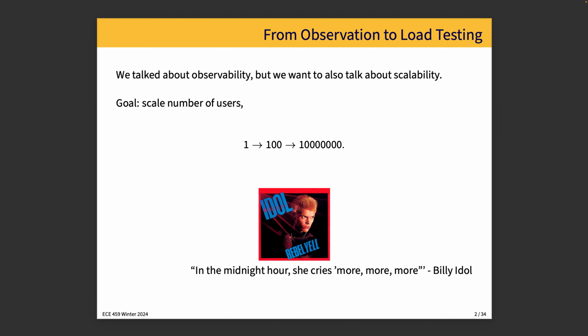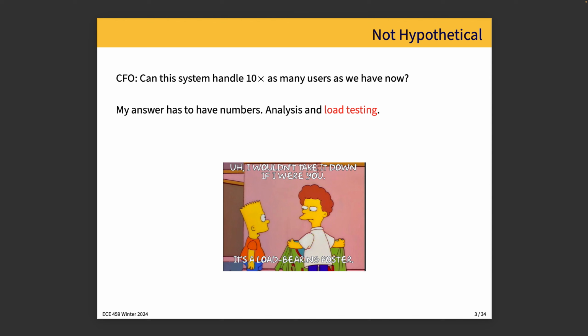Okay, but this is not a hypothetical situation, right? A few years ago, I was asked a question by a chief financial officer as to whether the particular system under discussion could handle 10 times as many users as we have now. And listen, she's a chief financial officer. She wants numbers. I can't just say, oh yeah, it will be fine, trust me. That's not going to fly. I have to be able to support this answer with some analysis and with some figures, right? So how do I do that?